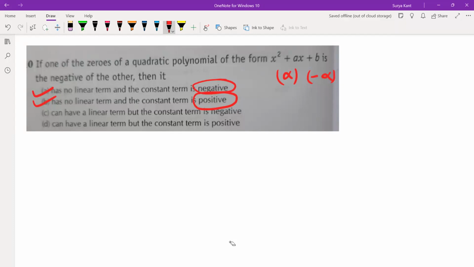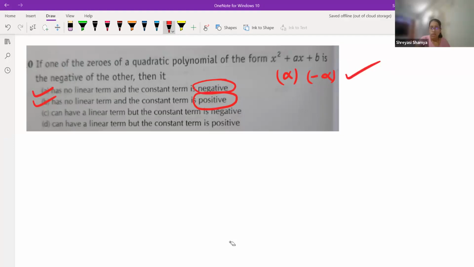Let me think. If anyone, Dhananjay, can you tell this answer? What is the answer for this? No, sir. Sir, the constant term will also be negative, sir, because if we think about splitting the middle term, then it will come negative, right, sir? It comes negative.